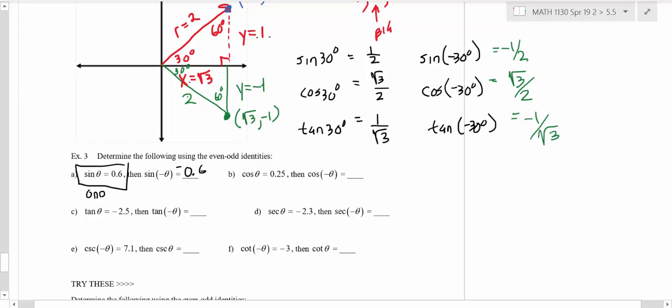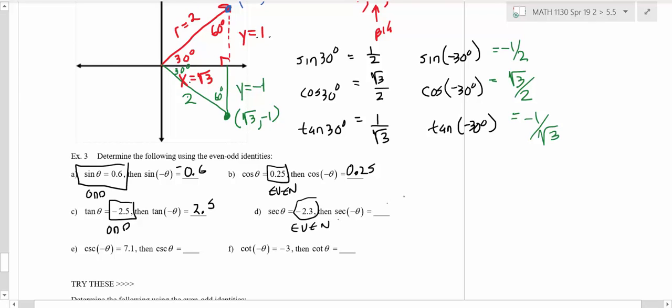The next one. If the cosine of theta is 0.25, what's the cosine of negative theta? It's the same, exactly, because that's an even function. You don't need to know what the angle is. It doesn't matter. How about the next one? Tangent's -2.5. What would you expect tangent of negative theta to be? Same or opposite? Opposite. That's 2.5, because the tangent's an odd function. How about the next one? Secant. Same or different? Same. It's an even function.